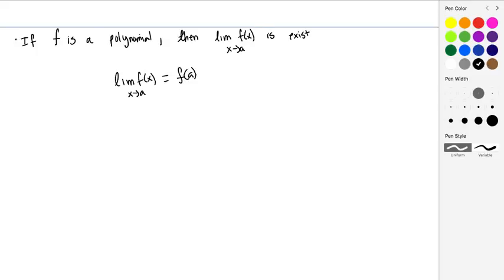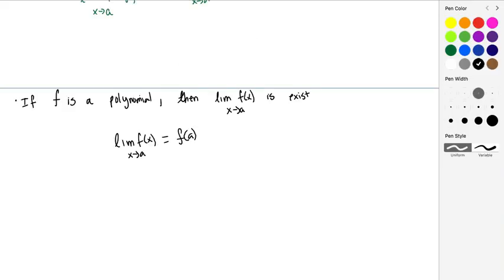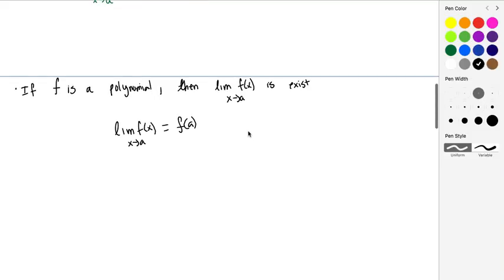That's a very important definition that you have to know in order to be able to take limits. So if you have any polynomial consisting of various terms, you are going to be able to find the limit of that, provided that there's no funny things going on.